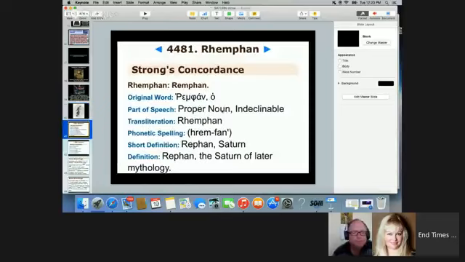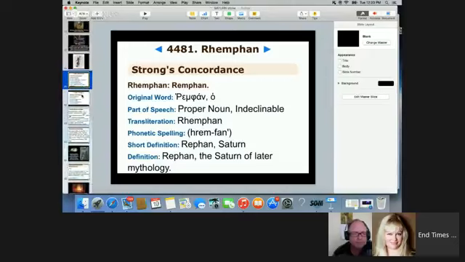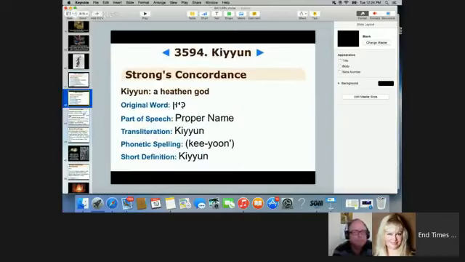So I just wanted to show a few more references that Remphan, Saturn, is worshipped by these elite people and by the Freemasons, and as Lucifer through this system of the planets and the seven chakras. But Remphan is another word for Saturn in the Bible. And that's the Star of David. Kiyun. Yeah, well, it's not really his star. It never was, but they call it that. Kiyun is another word for the heathen god Saturn. It means Saturn.